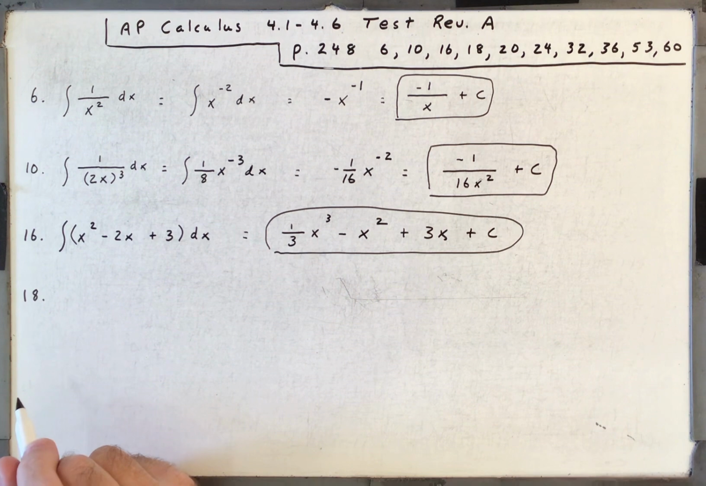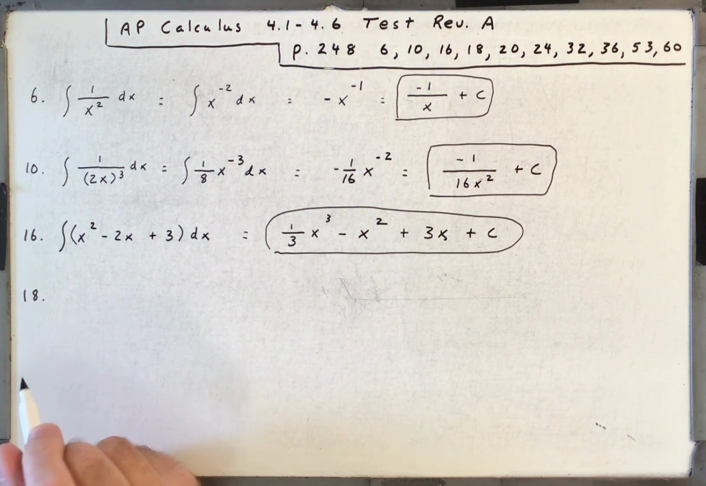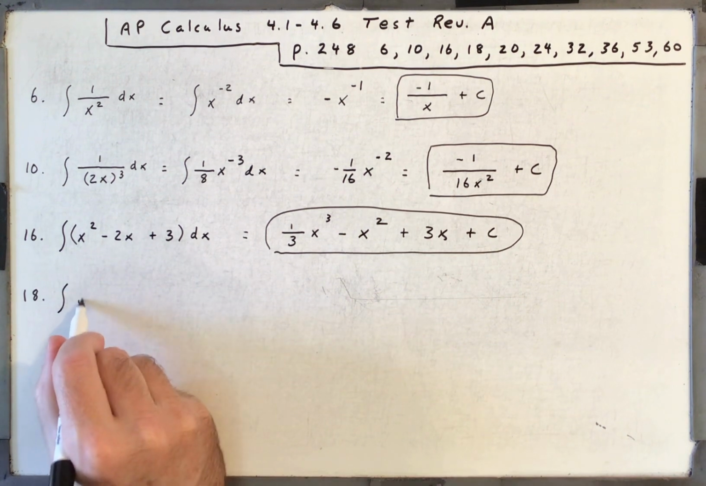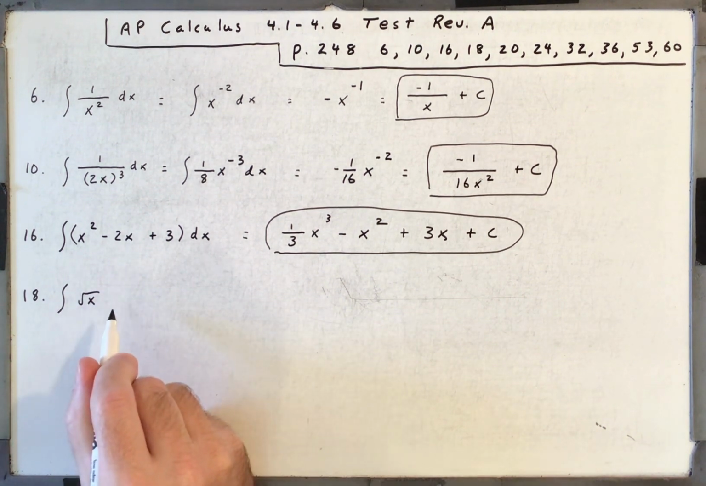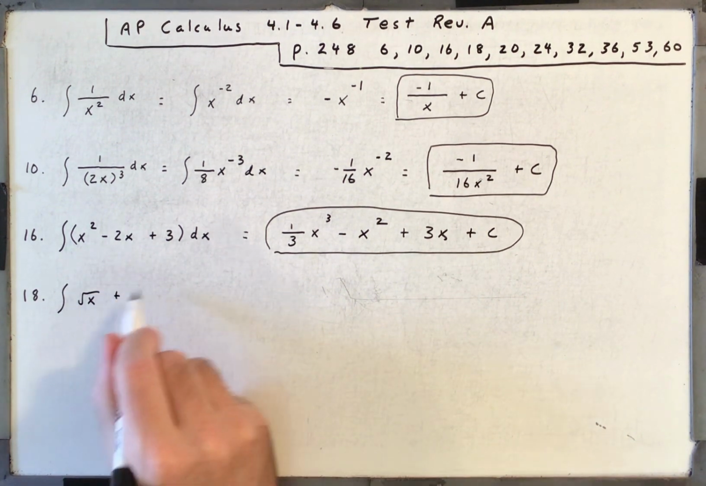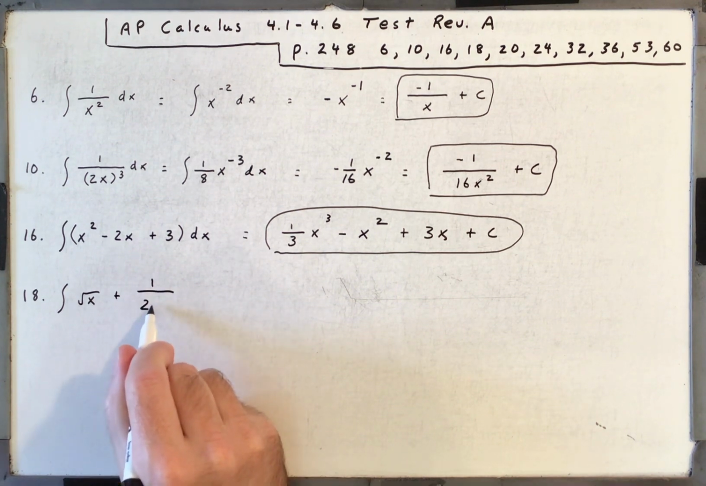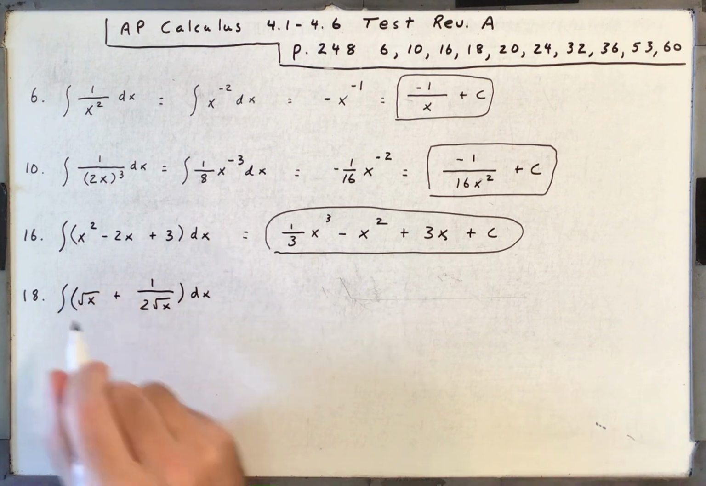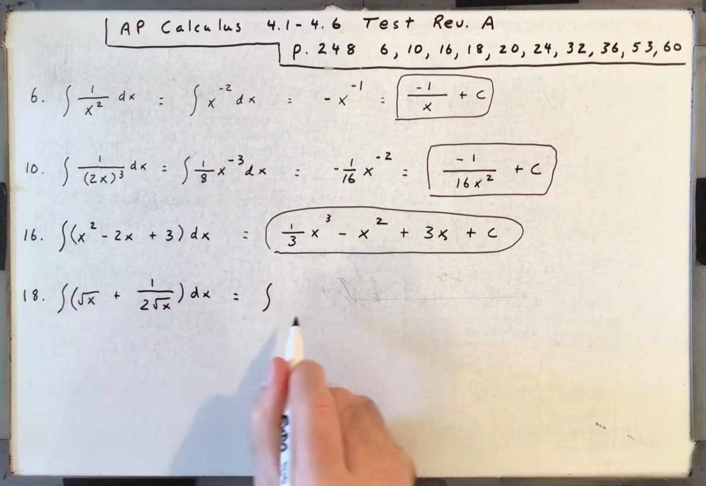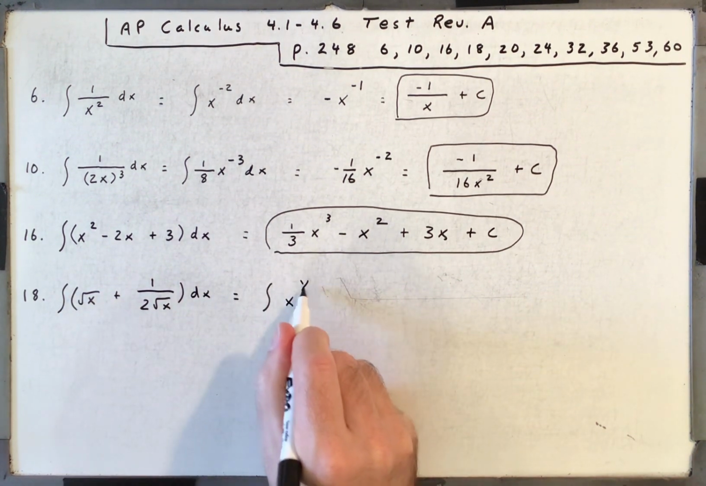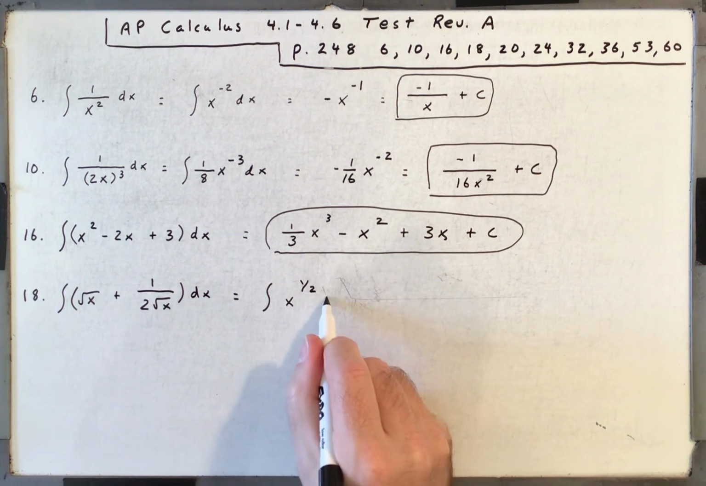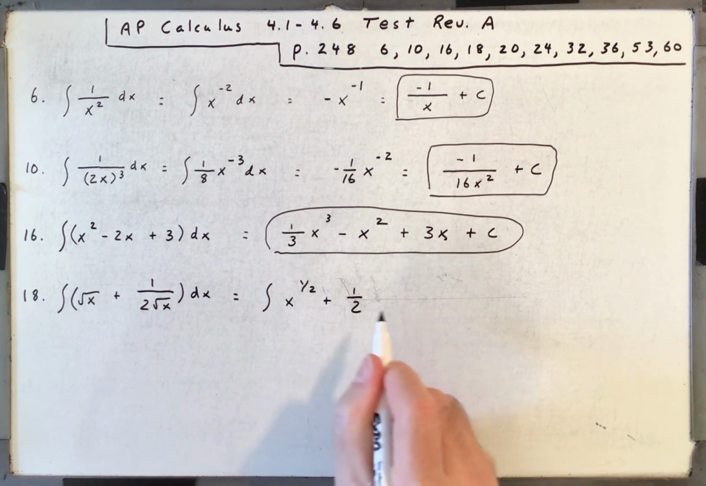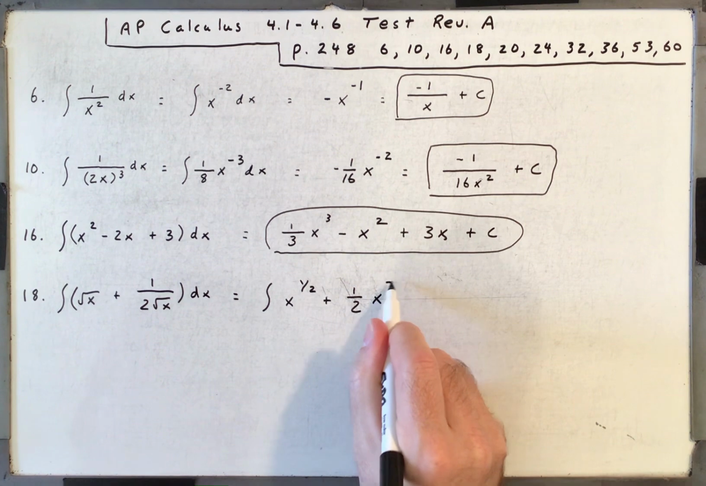All right, number 18. We have the square root of x plus 1 over 2 times the square root of x. So let's rewrite this as x to the 1/2 plus 1/2 x to the minus 1/2.